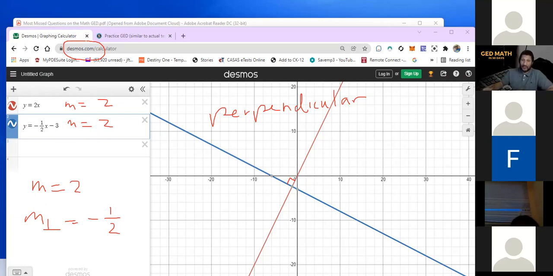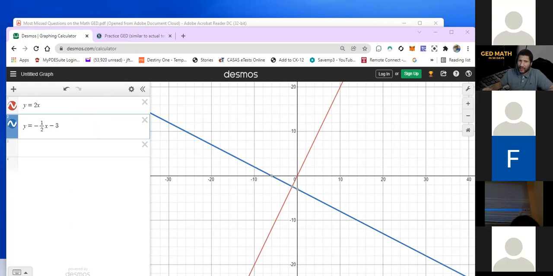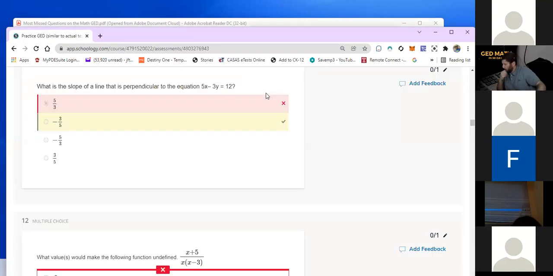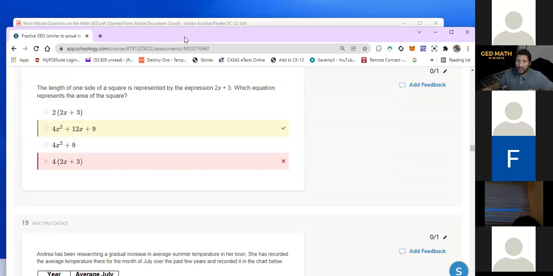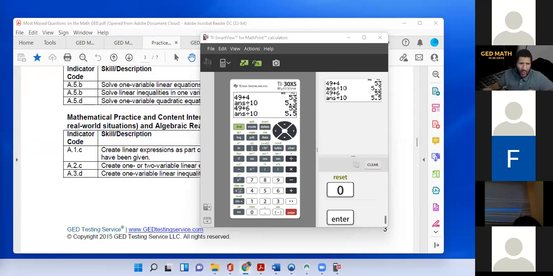Let me clear this out, and let me close that up. Time is flying. 18. Hold on, that's not the one. 20. Oh, yes. Okay, let's look at this one here.